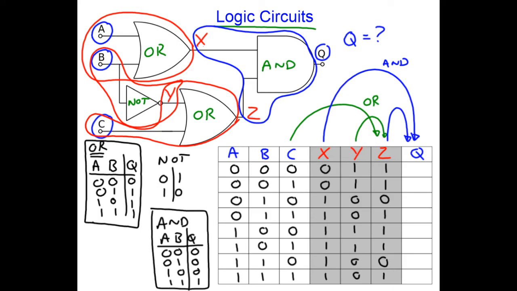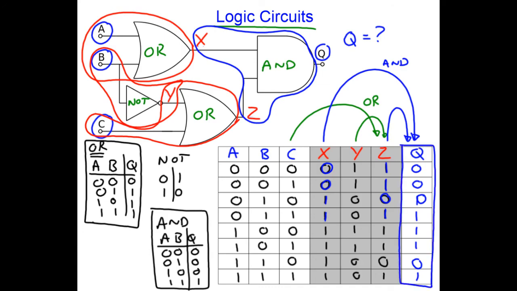So now we're going to take the final column. 0 and 1 gives me 0, 0 and 1 gives me 0, 1 and 0 gives me 0, 1 and 1 gives me, oops, that should be a 0, 1. 1 and 1 gives me 1, 1 and 1 gives me 1, 1 and 0 gives me 0, 1 and 1 gives me 1.